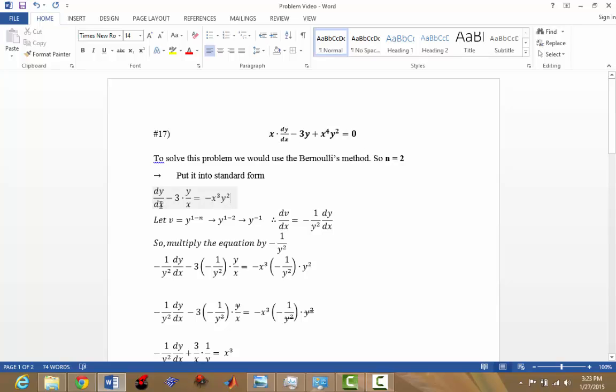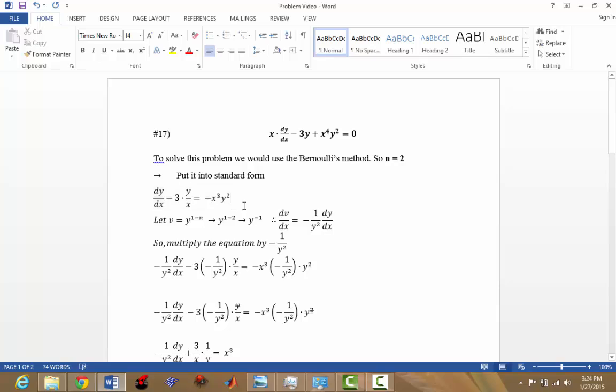To do that, take this xy onto the other side, and you would have negative x^4 times y squared. And we want to get rid of this x, so let's just divide everything by x. So when you do that, you would have dy/dx minus 3 times y over x equals negative x cubed times y squared. Now it's x cubed because we divided by x, and since there's an x over here, we know that the power of 4 would become 3.